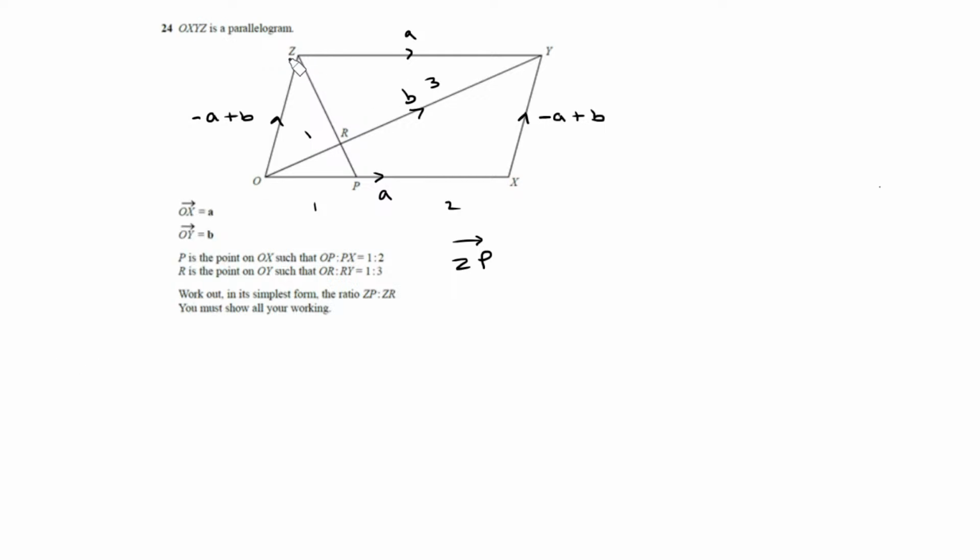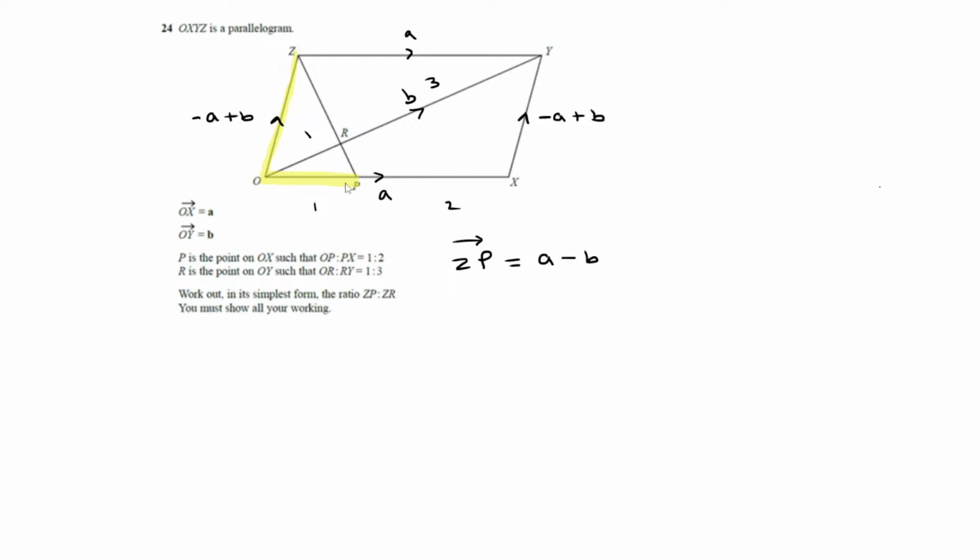Grab my highlighter. I mean, different directions, right? But you could go down here. And then this bit, we'd obviously need to share out that ratio though, wouldn't we? So ZP would be the negative of that, so that would be plus A minus B.